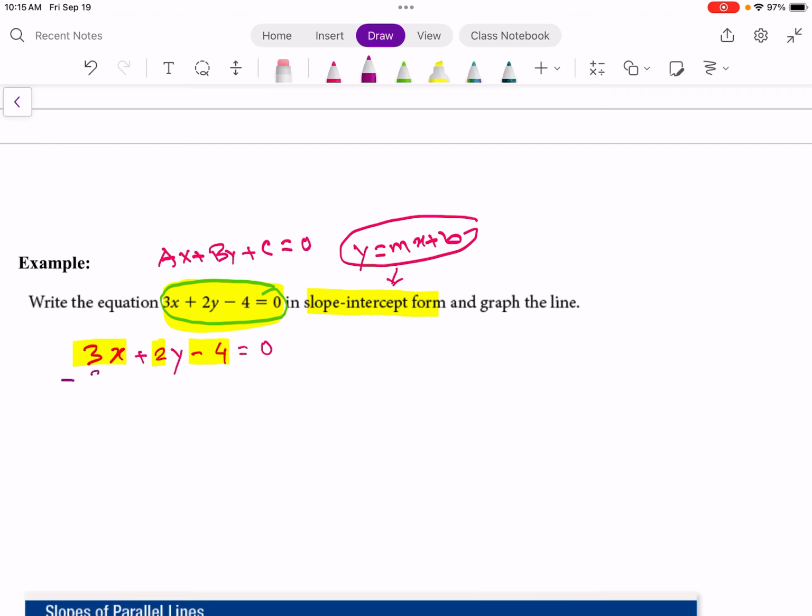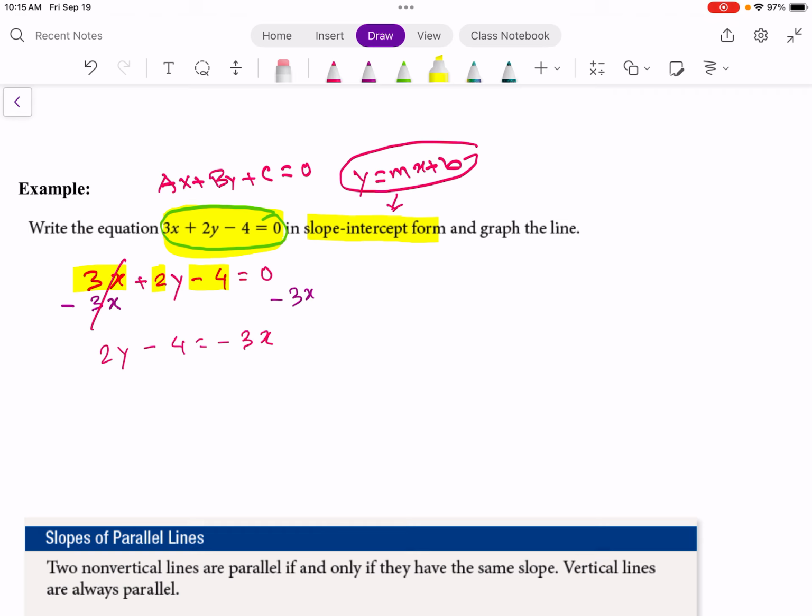We subtract 3x on both sides. So we have, this is 0. We have 2y minus 4 equals negative 3x. We are making y by itself. Now let's get rid of negative 4, and we do that by adding 4 on both sides. So this is 0. So we have 2y equals negative 3x plus 4.